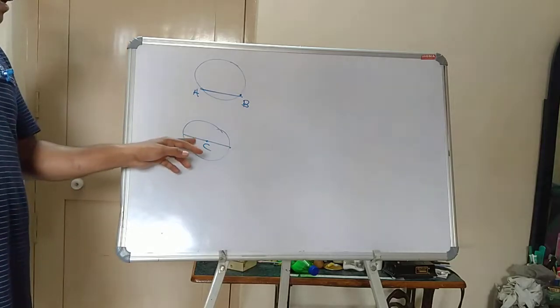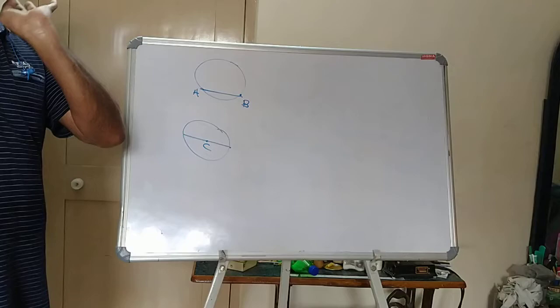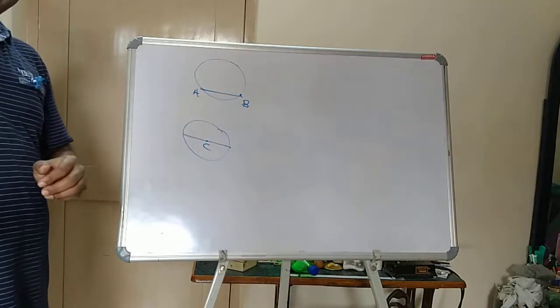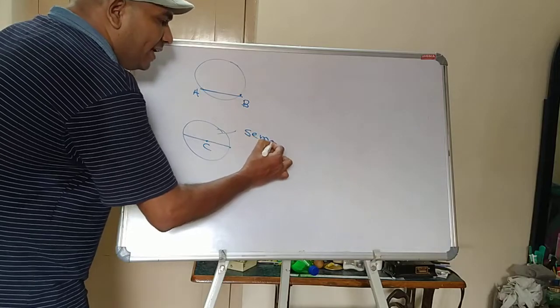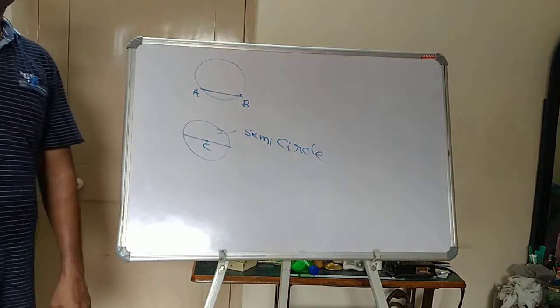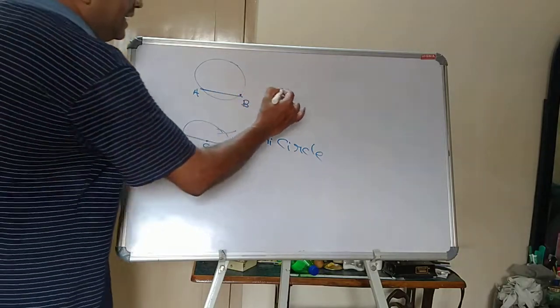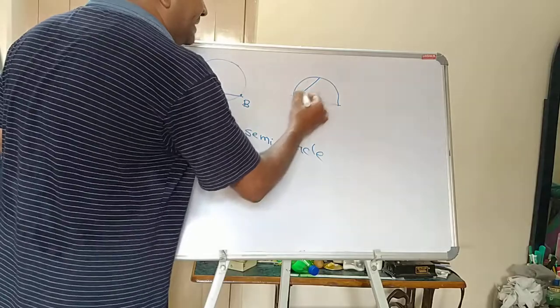Now diameter divides the circle into 2 equal parts. Each part is called a semicircle. And moreover, angle in the semicircle is 90 degrees.